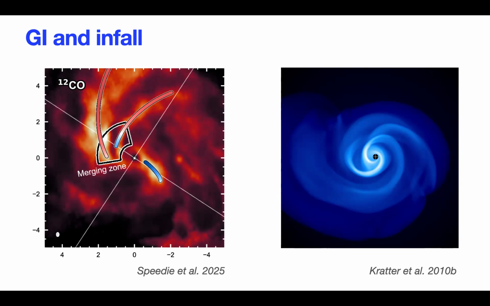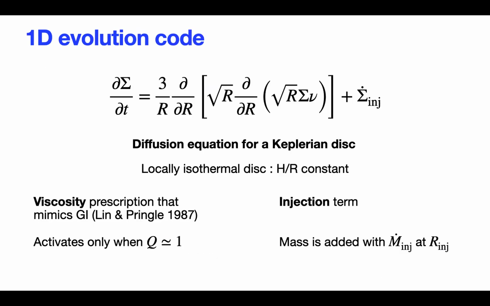And from a numerical perspective, the study of gravitational instability triggered by infall has been tackled by, for example, Kaitlin Kratter in a paper in 2010, but with, let's say, a complex setup. She simulated the collapse of an isothermal cloud onto a disk. What we wanted to do here was something simpler, to really understand what happens and whether a self-regulated state can be reached or not. So the first step we did was to write a 1D evolution code in which we are adding a source term.